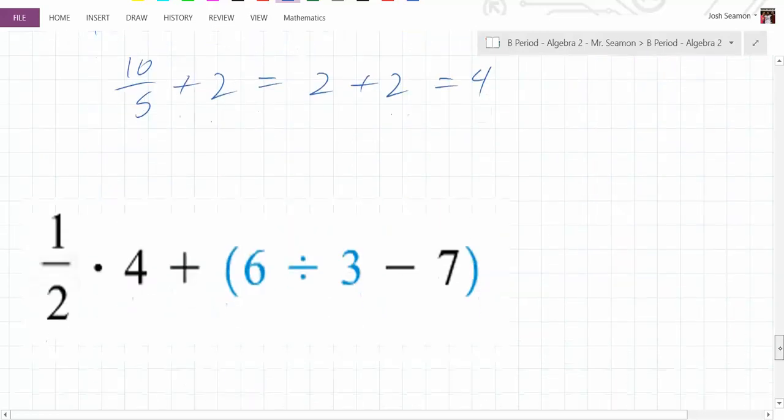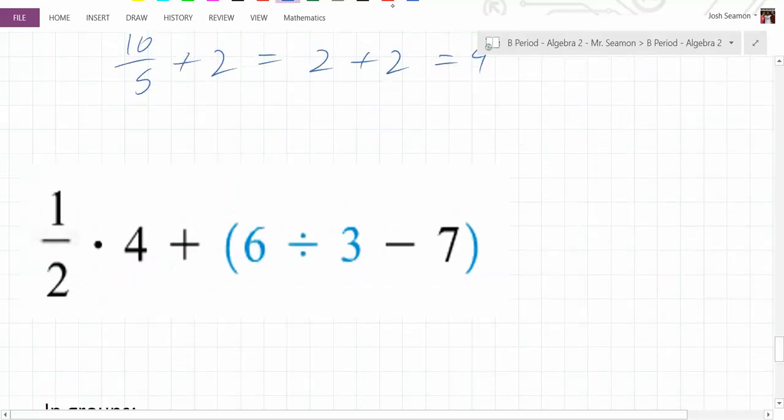What about this next one right here? What do you do first? Parentheses. So you do 6 divided by 3 minus 7 plus, and this is 4 over what? 2. Just kind of doing 2 at the same time. That's okay. What's 6 divided by 3?